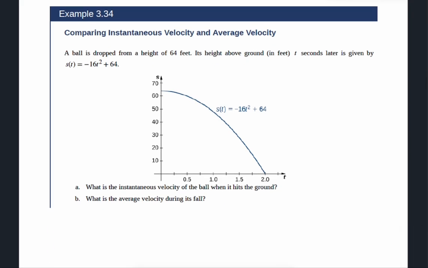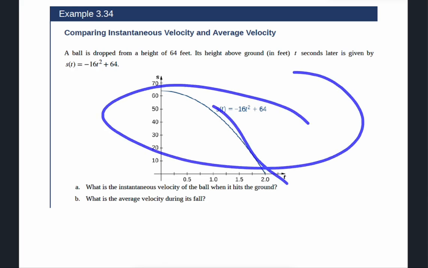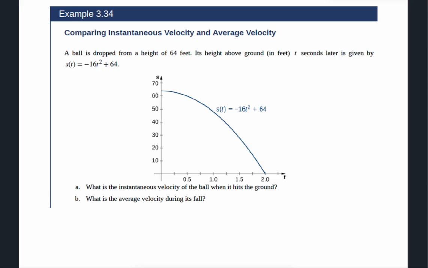So let's take a look at comparing instantaneous velocity versus average velocity. Again, you need to get into your brain that the word instantaneous is referring to a derivative, where average is referring to just a slope between those points. We have this position function, s of t is negative 16t squared plus 64, and it's drawn here. It asks, what is the instantaneous velocity of the ball when it hits the ground? So we're talking about that spot right there.